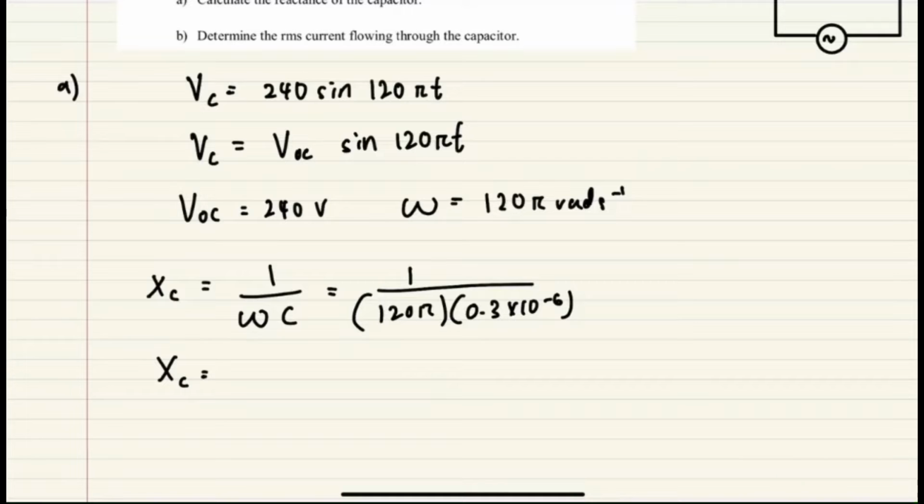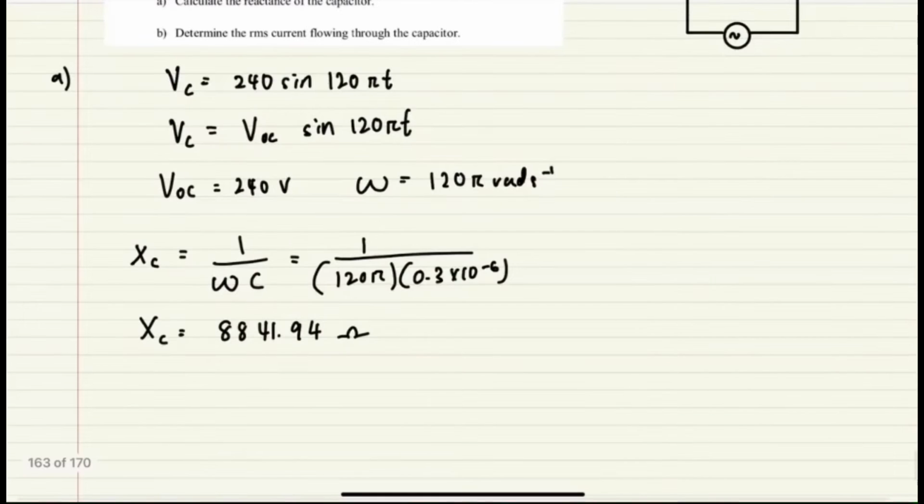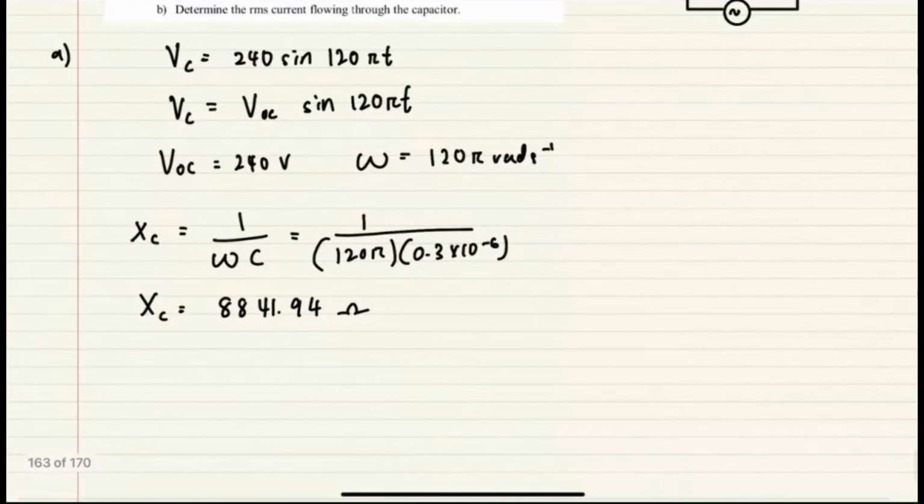So here you should get 8841.94. Dapat tak? Dapat, sir. Okay, good. Then the next one, they ask you to determine the RMS current flowing through the capacitor.